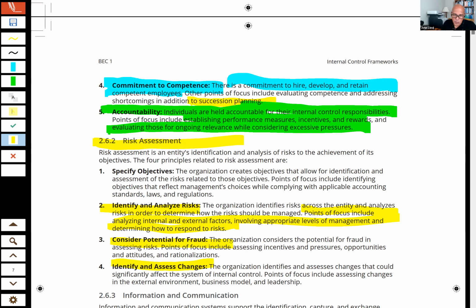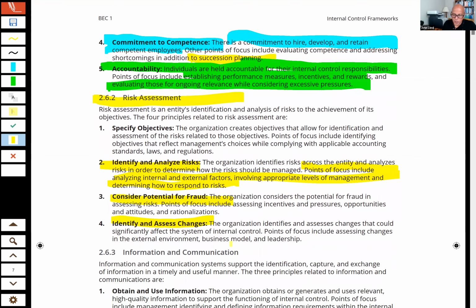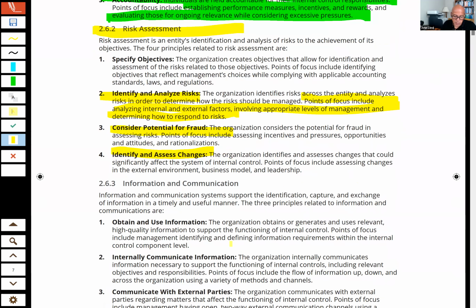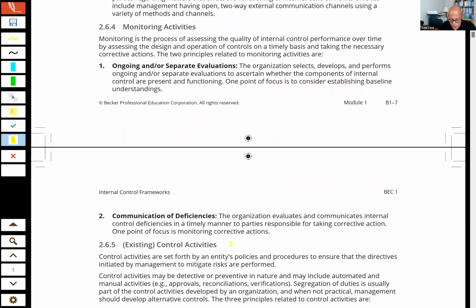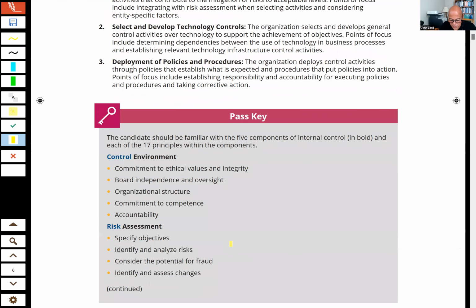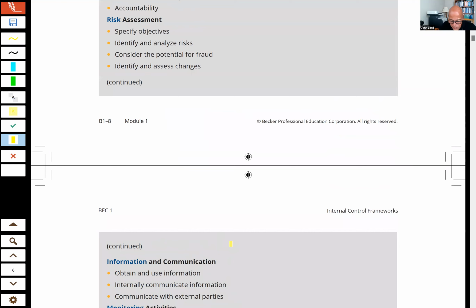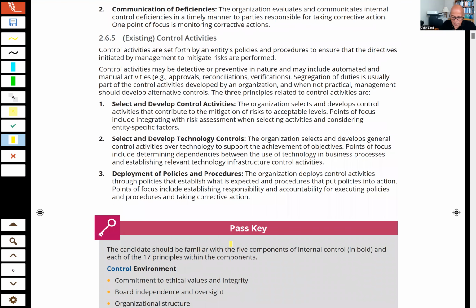Just because things are potentially working for us at one point in time doesn't mean they will continue to. That's why we have that monitoring process. So we assess the risk, and guys, the book is going out of order here. I'm just going to go to the proper order so this doesn't become just me listing off principles under the components. The third piece now is going to be the existing control activities. So let's just go to that.